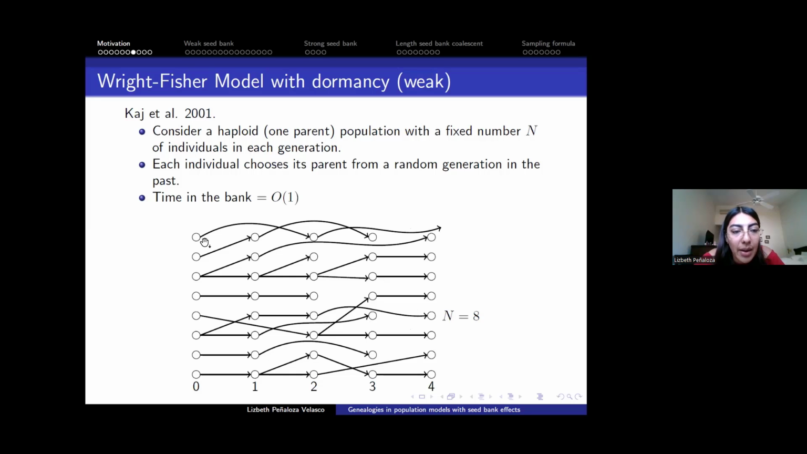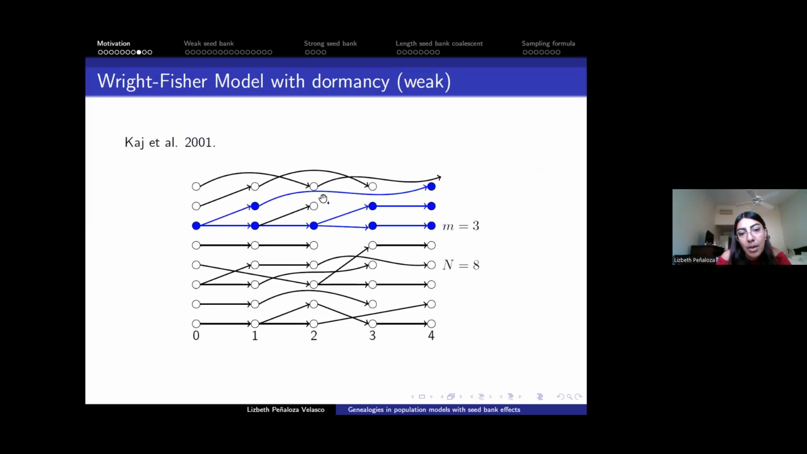The time that an individual can be in the dormancy state is of order 1. So for example, here this individual finds its parent 3 generations before, and this individual can find its parent 1 generation before.